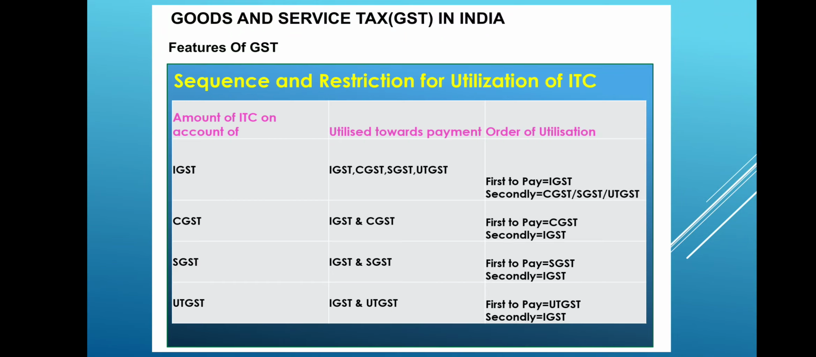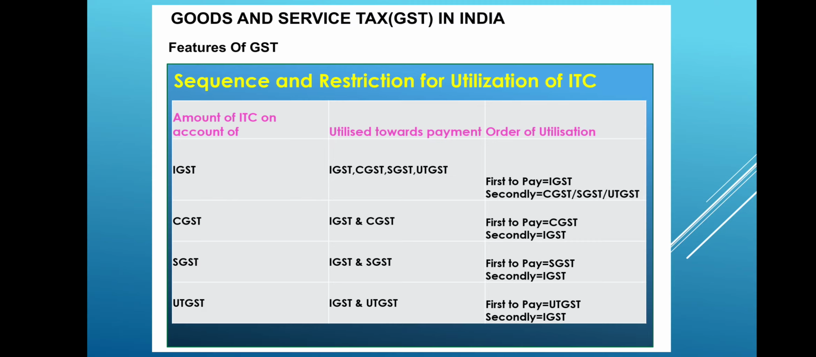The next feature is sequence and restriction for the utilization of ITC. Now we have known the meaning of ITC, that means input tax credit. That means taking a tax credit, of what? Taking credit of input tax. That means the tax that you have already paid at the time of purchase, you take a credit of it at the time of sale. Now, the balance of ITC credit that you have, how do you utilize it, and what sequence and what restrictions apply.